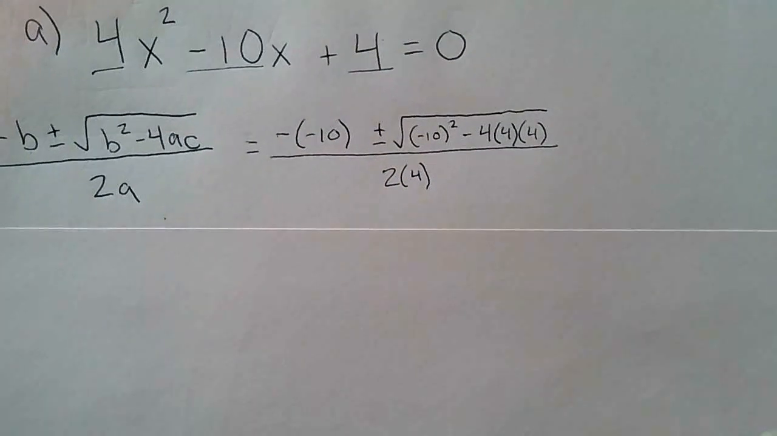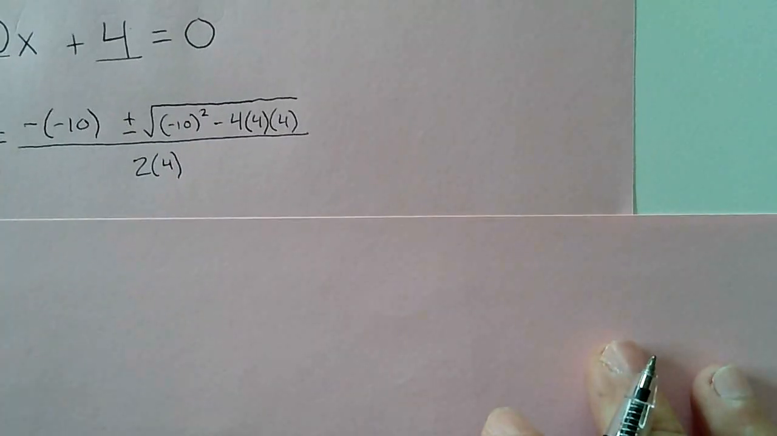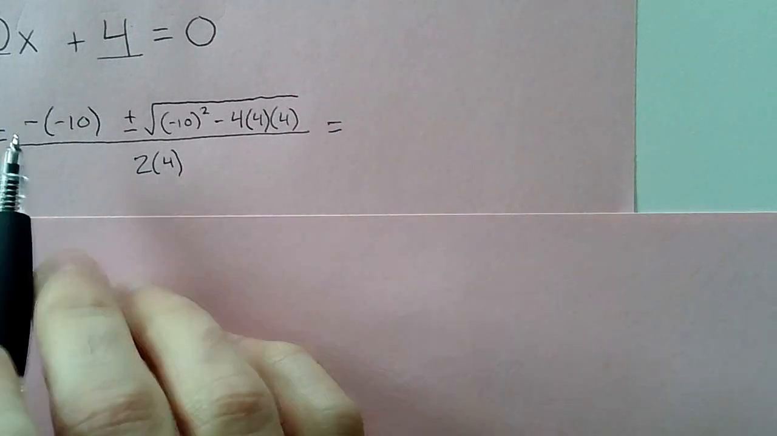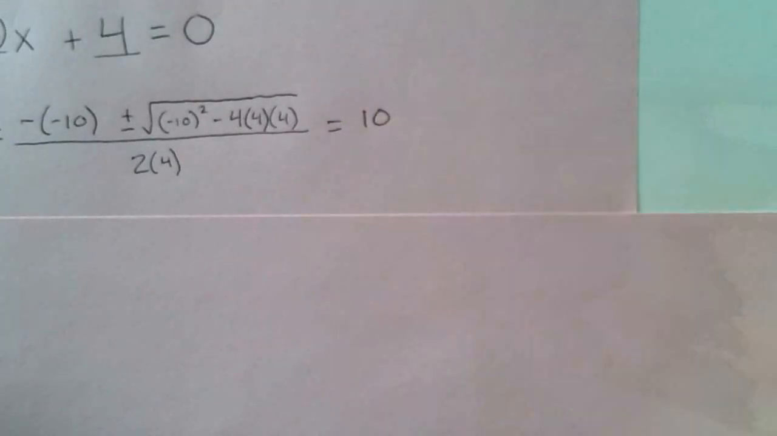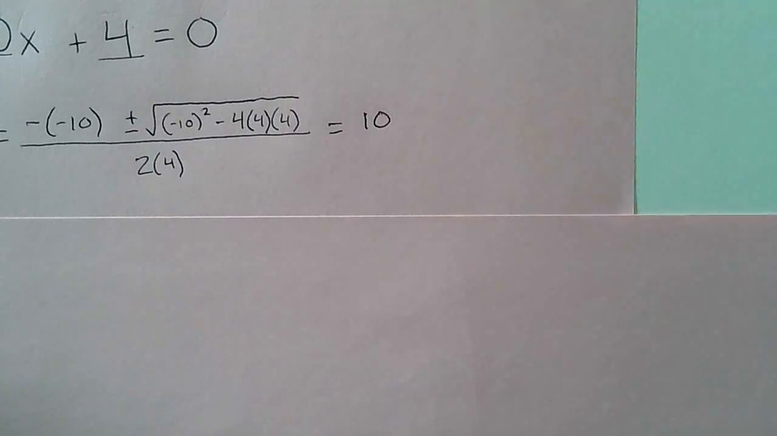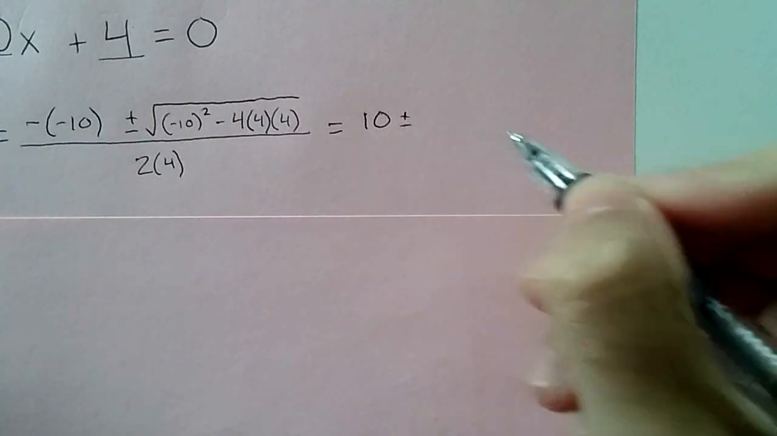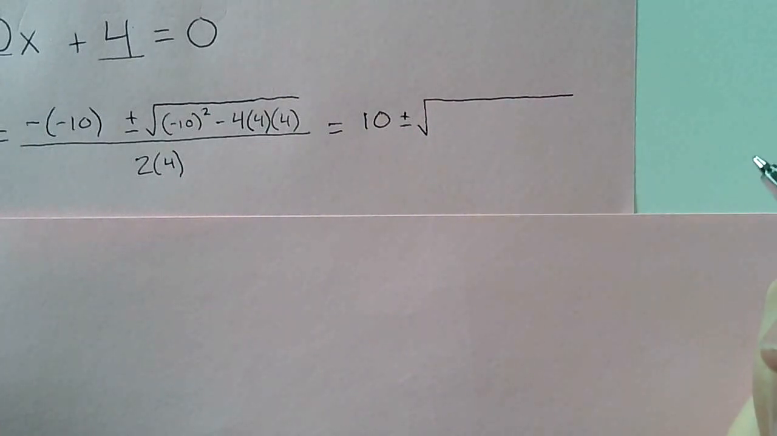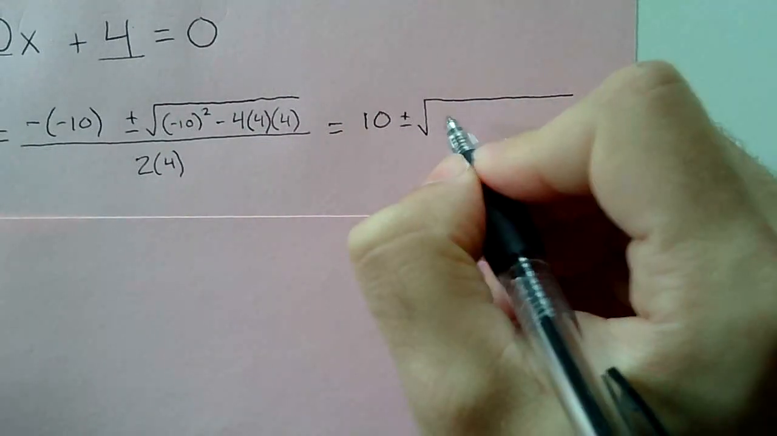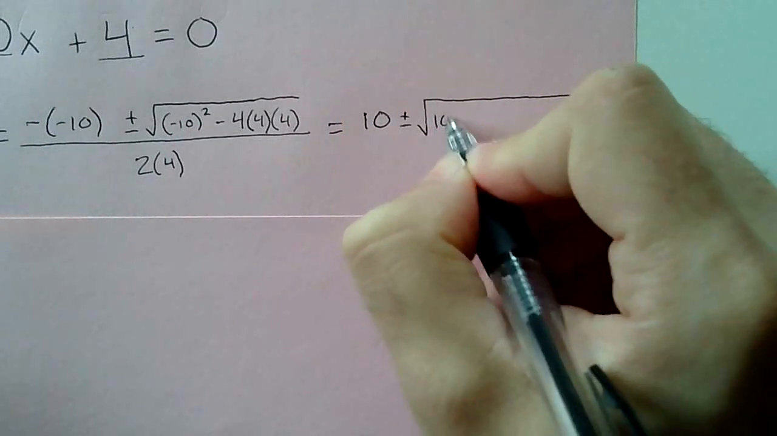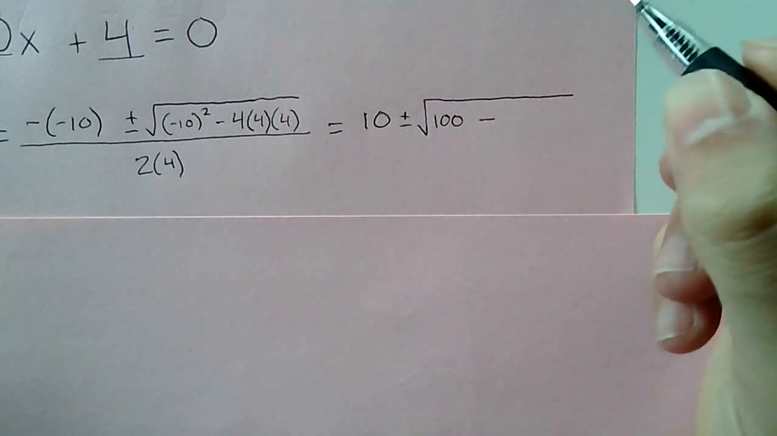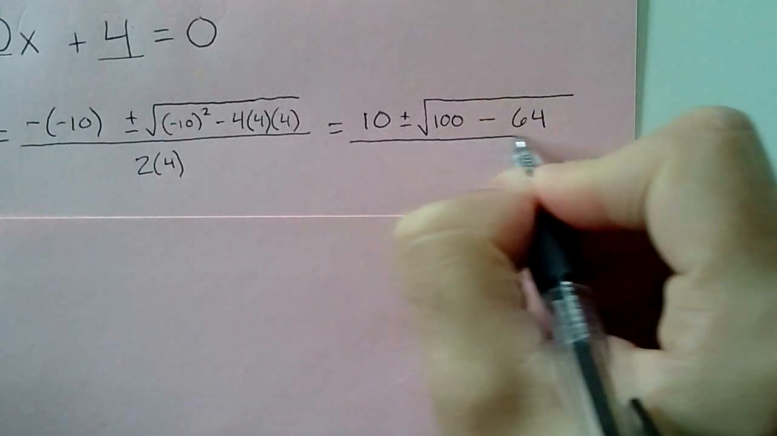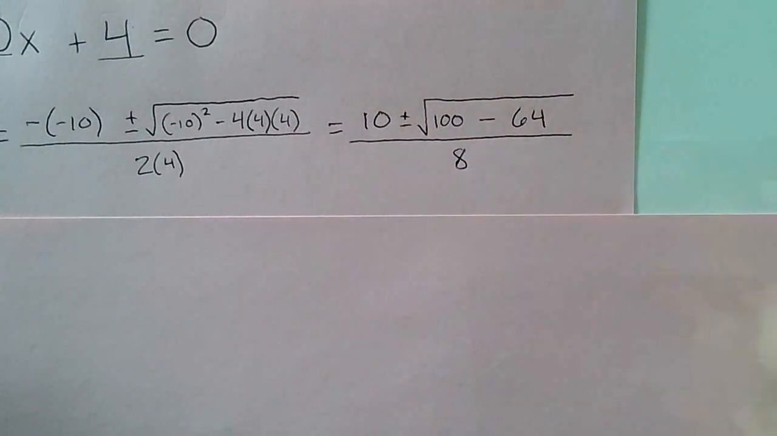All right, so now I'm going to simplify. The opposite of negative 10 is 10, plus or minus the square root of whatever that value is. So let's simplify. Negative 10 times negative 10 is 100, minus 4 times 4 times 4 is 64. And I'm going to divide this whole thing by 8.